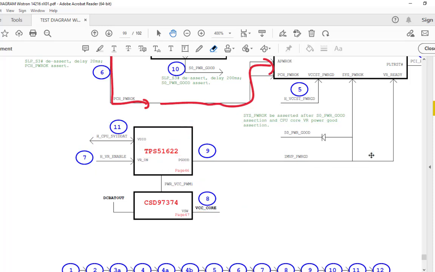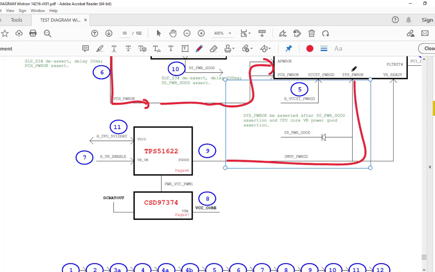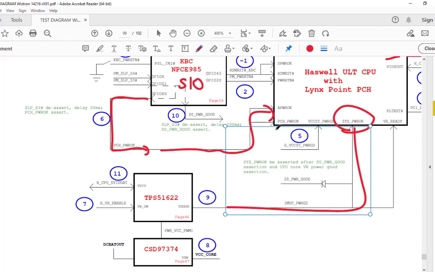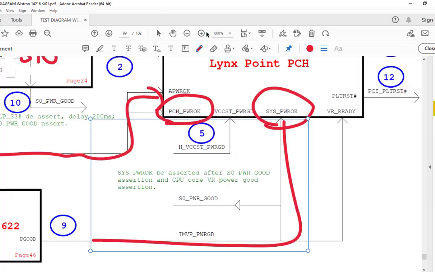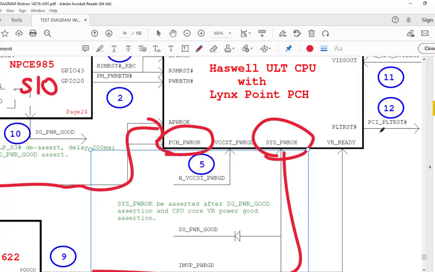IMVP power good means the CPU core voltage is stable now, and once this signal is generated, it goes to the CPU saying the system power okay. Now you can see there are two power okay signals. One is called the PCH power okay, and another is called the system power okay. The PCH power okay means all voltages are generated without the CPU core, and the system power okay signal means all power is generated with the CPU core. So this is the difference.